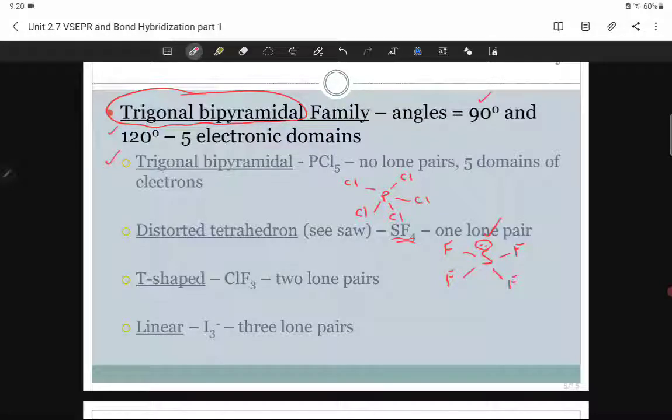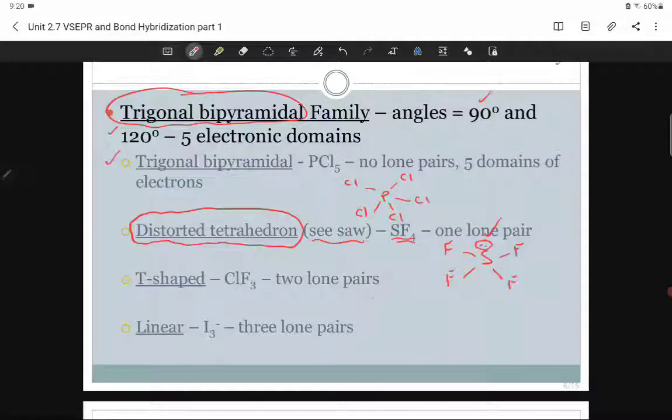Okay, and you can get really impressive with your vocabulary here by calling it distorted tetrahedron, but a lot of people call it seesaw. And once I show this to you 3-dimensionally, or if you Google it 3-dimensionally, you can see that it actually looks like a seesaw. And it can kind of rotate on its axis like a seesaw can on a playground.